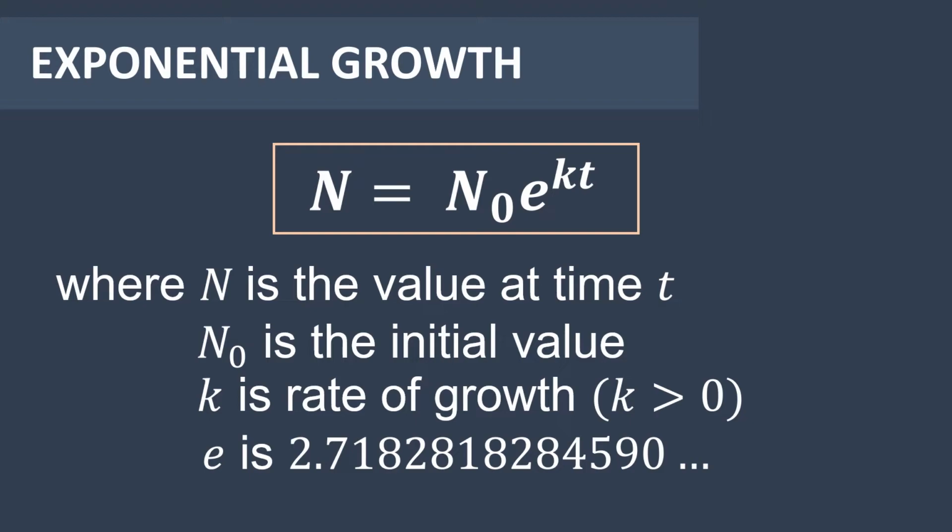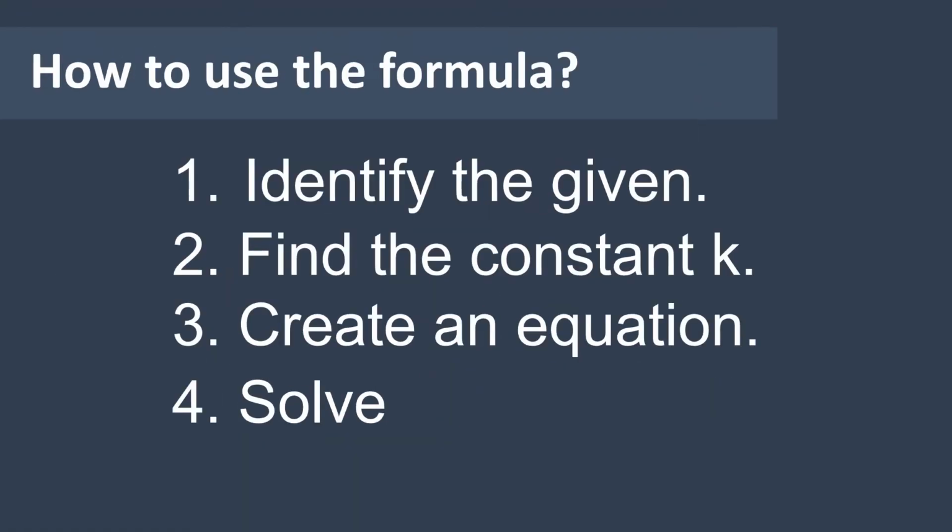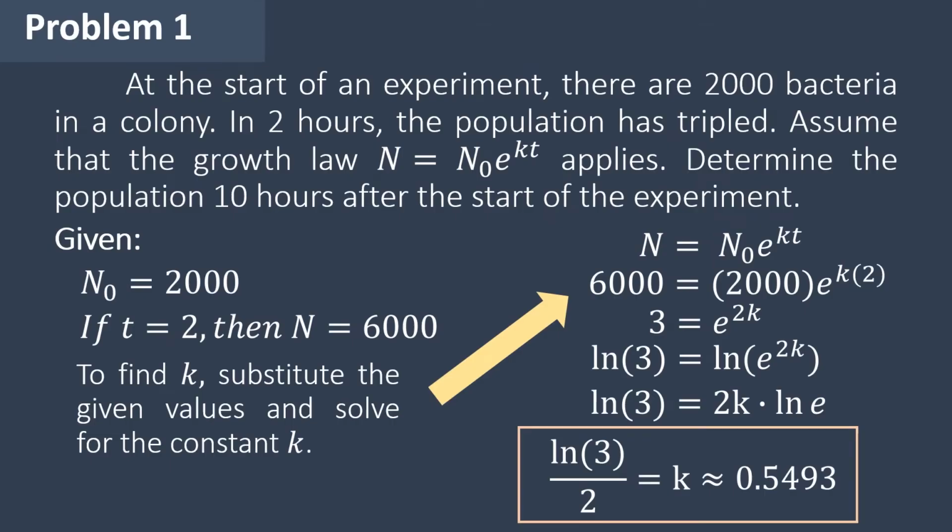And of course, e is equal to 2.7182818 and so on. Now, you may use a scientific calculator in computing this problem, especially kasi may e tayo na value. So how are we going to use the formula? Of course, the first step is to identify the given, find the constant k, create an equation, and finally, solve the problem. So let's solve problem number 1.